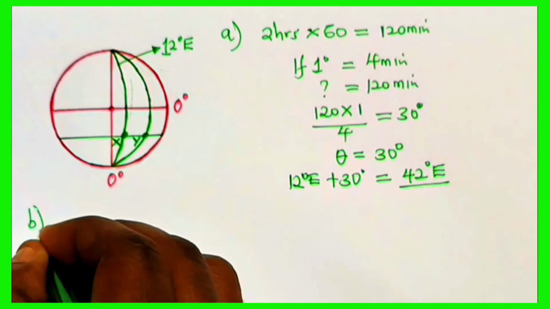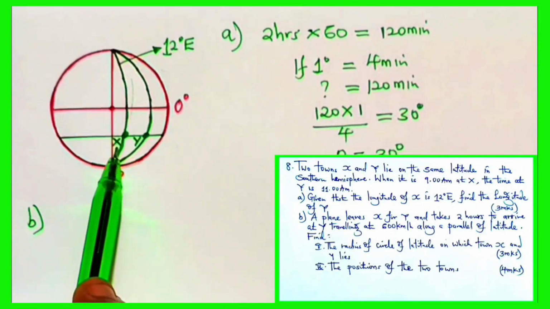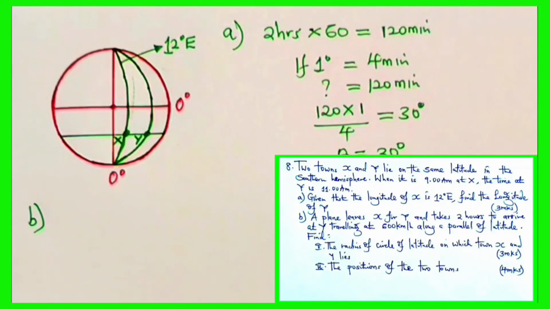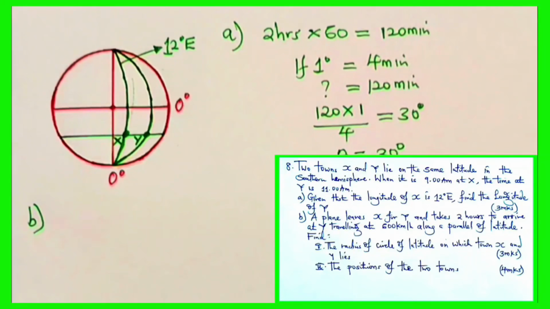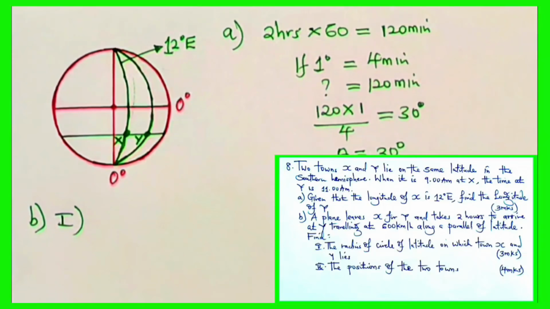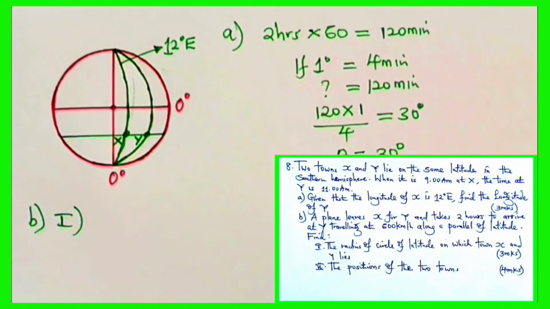Part B of the question. We are being told that a plane leaves X for Y and takes 2 hours to arrive at Y, traveling at a speed of 600 kilometers per hour along a parallel of latitude. And then we are told to find in Roman 1 the radius of a circle of latitude on which town X and town Y lie.